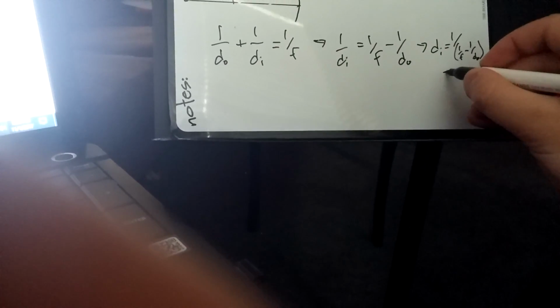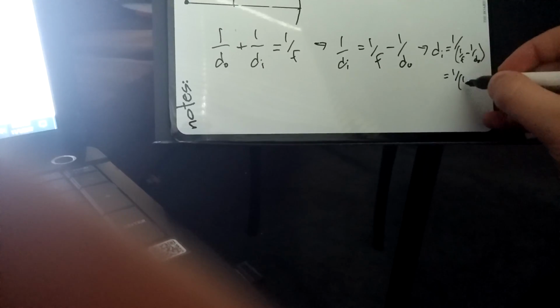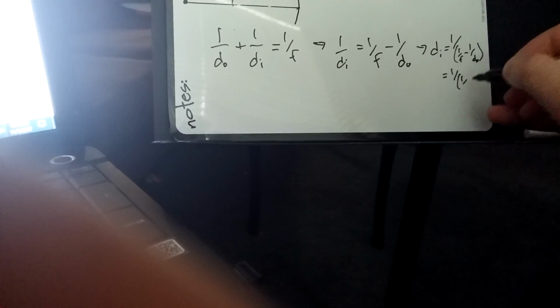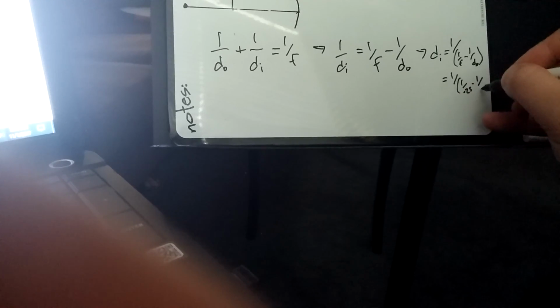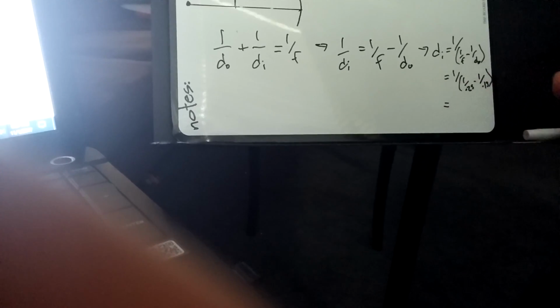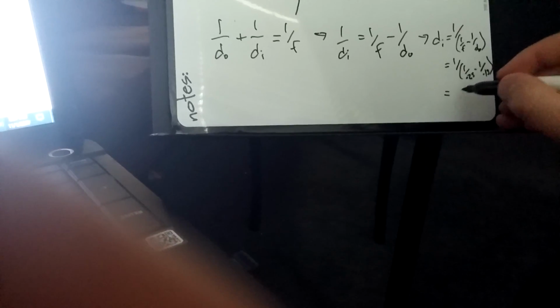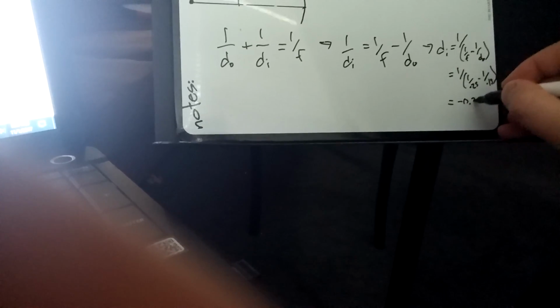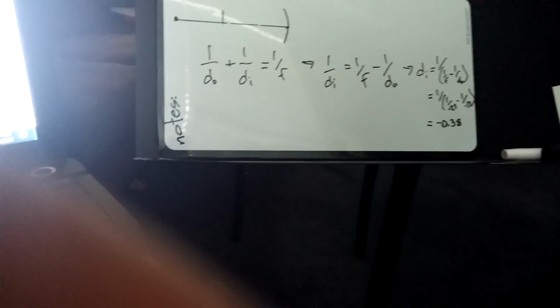And then we get 1 over, since it's centimeters, we have to convert it, 0.25 minus 1 over 0.15. We calculate that, and we get a negative 0.375 or 38. We'll round up. So that's the image distance. So it's going to be 38 centimeters this side of the mirror.